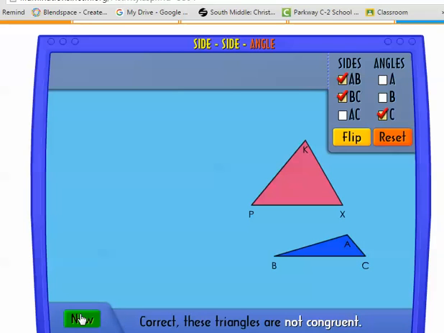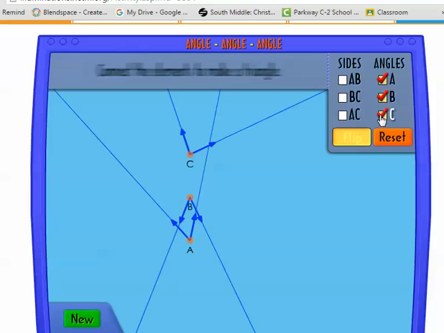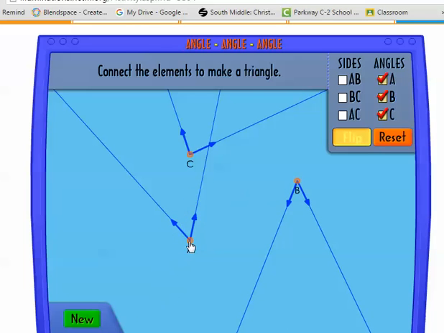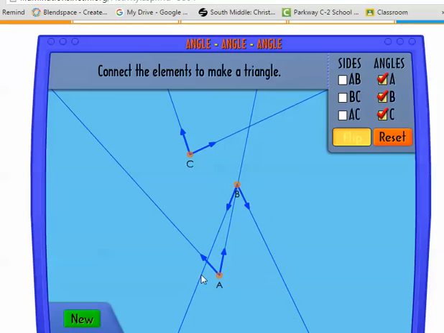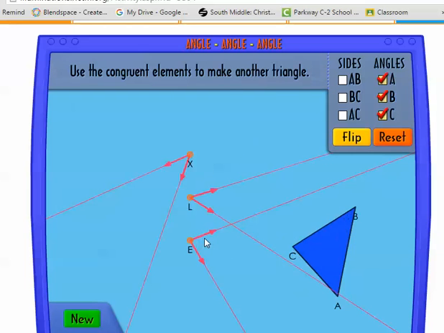The last combination is angle, angle, angle, and this should be ringing a bell with you because we have worked with something like this before. If we're given 3 angles of a triangle and we use them to create an initial triangle, okay, we can slide this over.